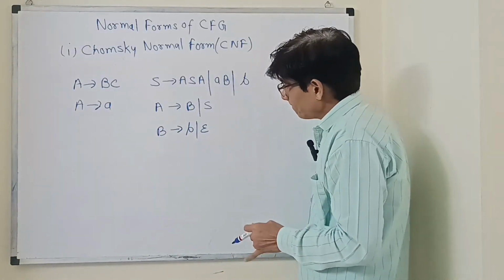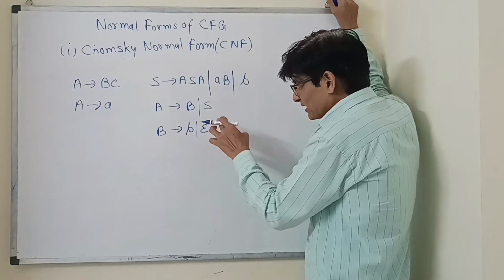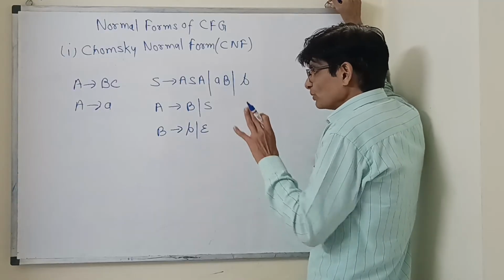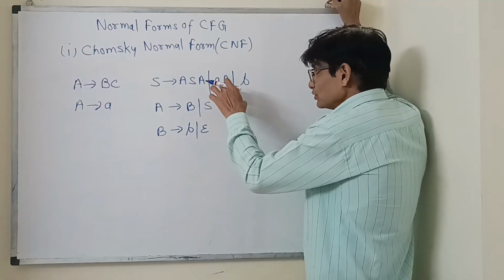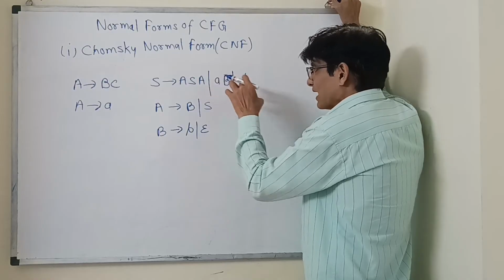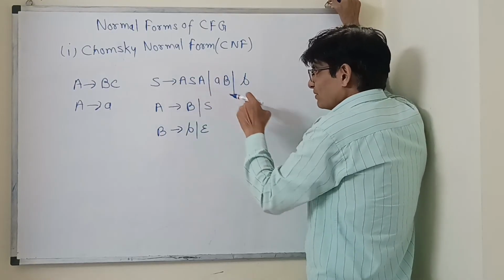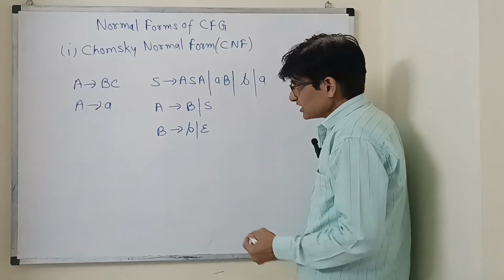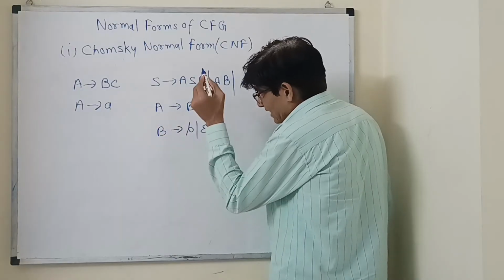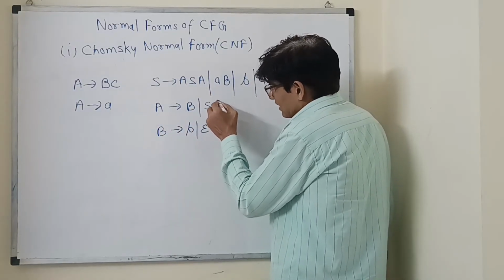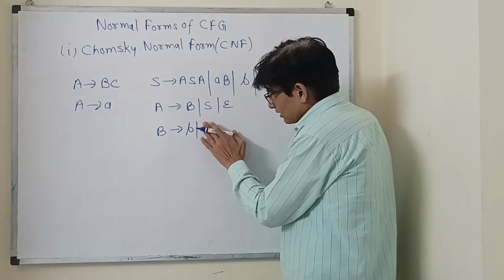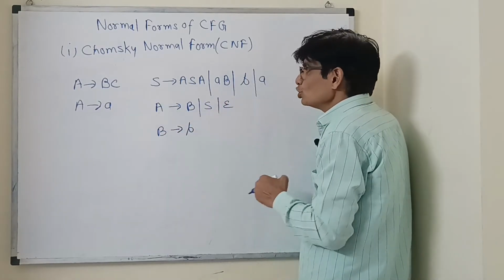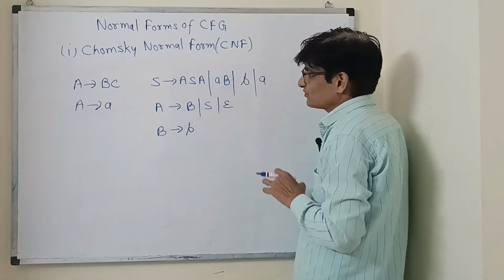If I want to remove B gives epsilon, then I need to see all the productions where B is at the right hand side. We have two such productions. Here, if I replace B with epsilon, S gives A will be the new production, so I can add this production here. In this particular production, if I replace B with epsilon, this will give us A gives epsilon. So now we can remove this B gives epsilon production, and as we now have A gives epsilon, we can remove this production from the grammar.